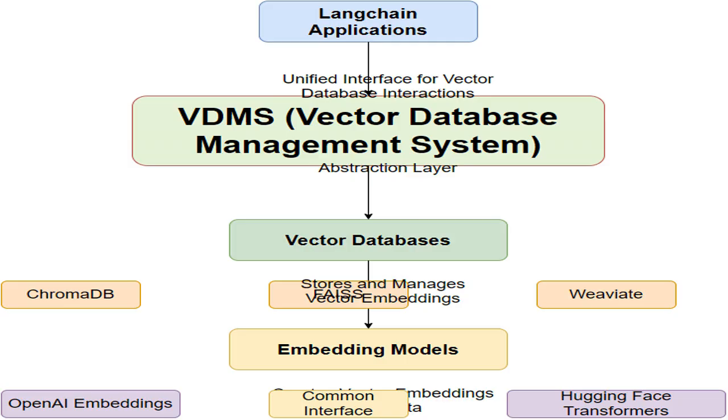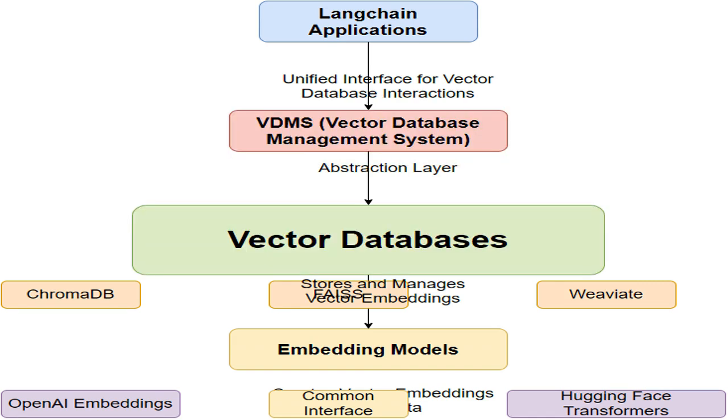VDMS stands for Vector Database Management System. This generally refers to a system designed to efficiently store, manage, and retrieve vector embeddings. Think of it as a specialized database optimized for similarity searches based on vector representations of data. Vector databases are specialized databases that store data as vectors. These vectors are numerical representations of data, often capturing semantic meaning. For example, text, images, or audio can be converted into vectors and stored in a vector database for similarity searches.